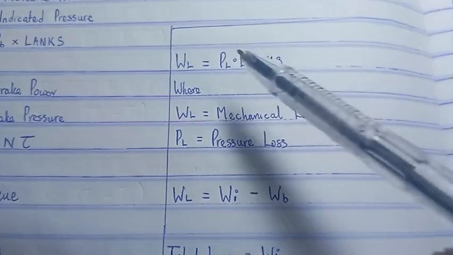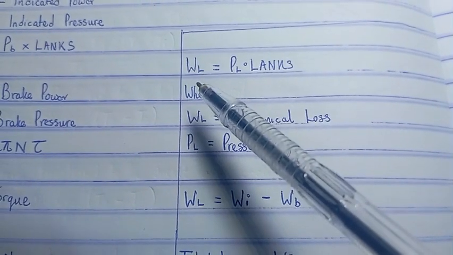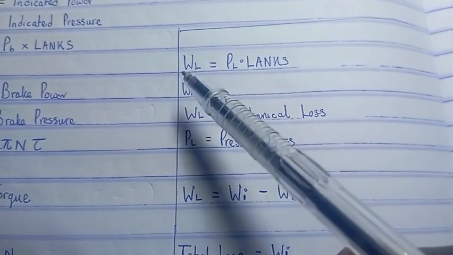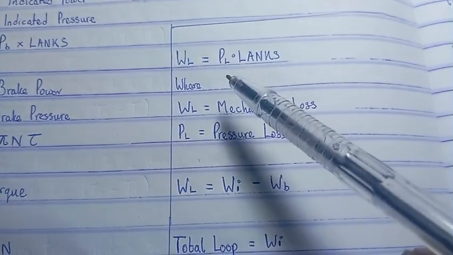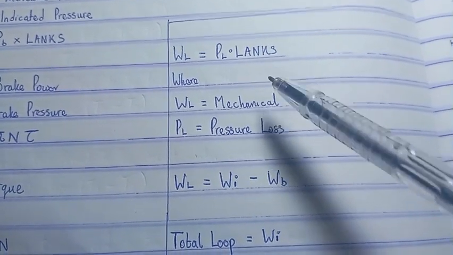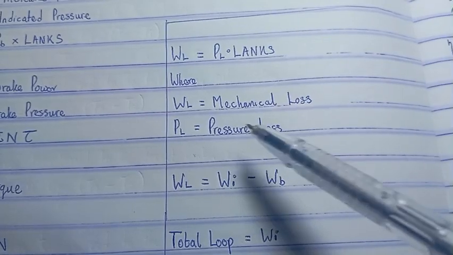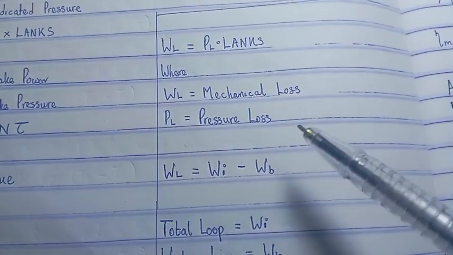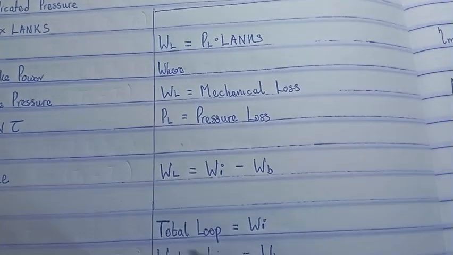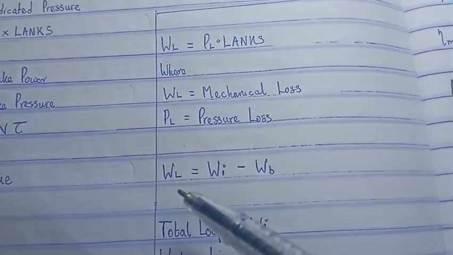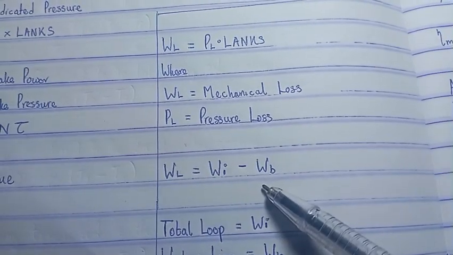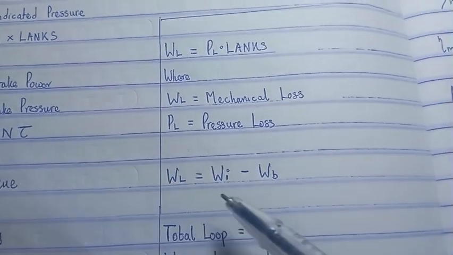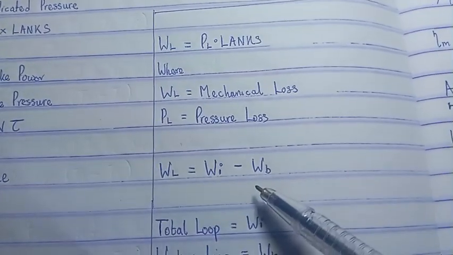Now, another form of power is your mechanical loss or your power lost. That is Wl. The L represents loss, and it is equal to your pressure loss times length. That is, mechanical loss is equal to pressure loss times length. Okay. Now recall that the losses in an engine are equal to your indicated power minus your brake power.